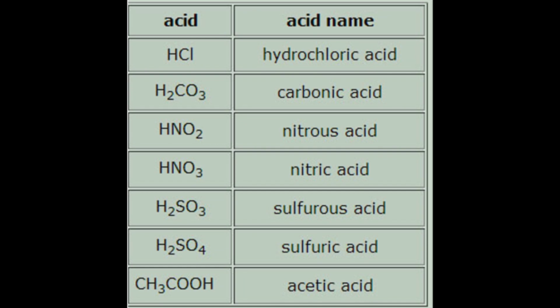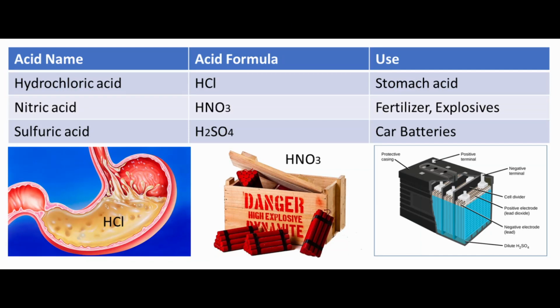Substances that cause water to become more acidic include hydrochloric acid, HCl, nitric acid, HNO3, and sulfuric acid, H2SO4. Hydrochloric acid, HCl, is stomach acid. Nitric acid, HNO3, is used to make nitroglycerin and fertilizer. Sulfuric acid, H2SO4, is the battery acid found in lead-acid car batteries.